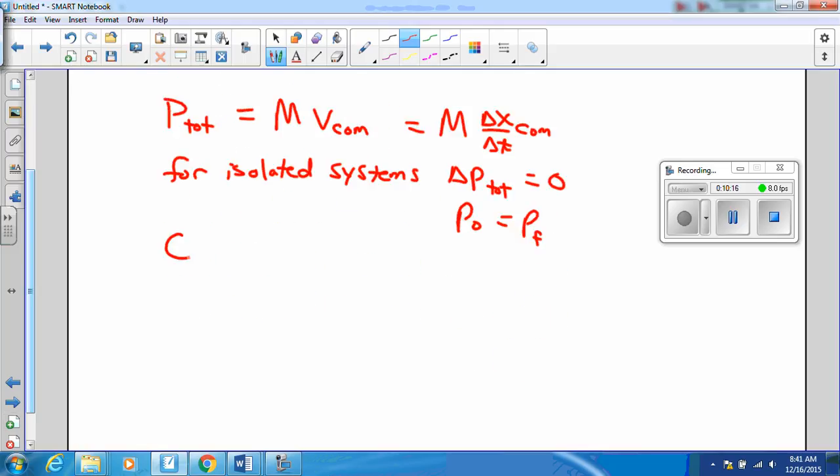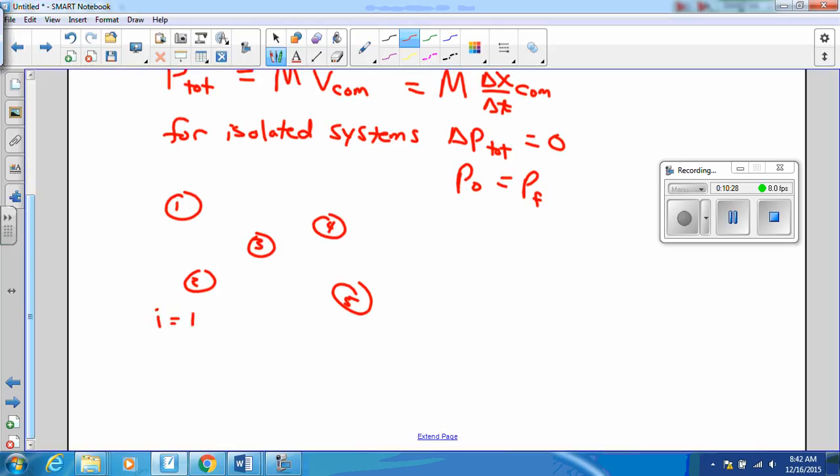So if I had a system like this, and I want to go through and find the center of mass, then I would start by numbering these guys. It doesn't really matter how I number them. And then I would go through, and for I equals 1, 2, 3, 4, and 5, I would compute mass 1 times x1, mass 2 times x2, etc. And then add them up.